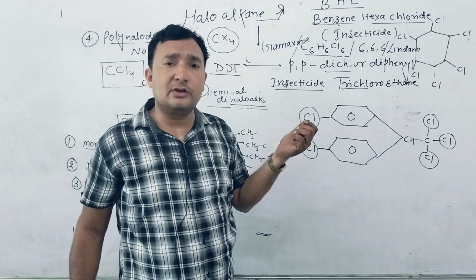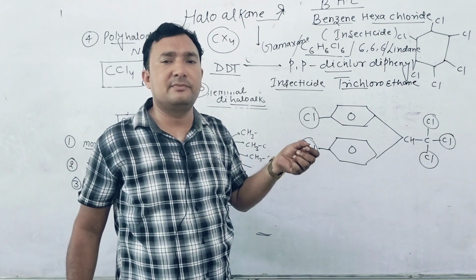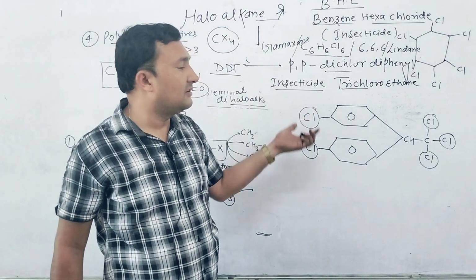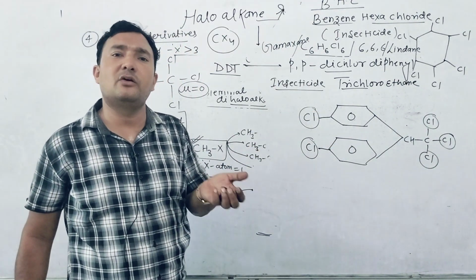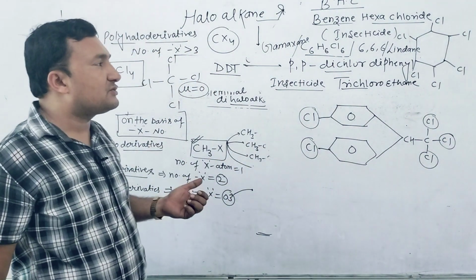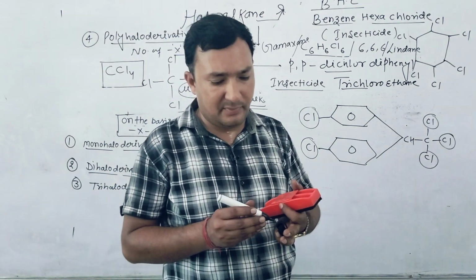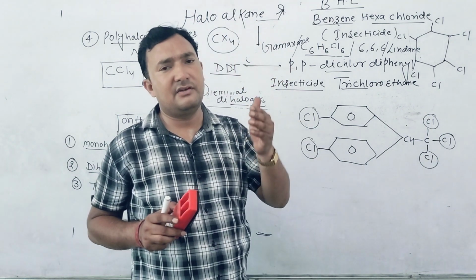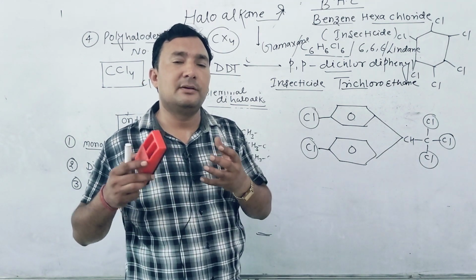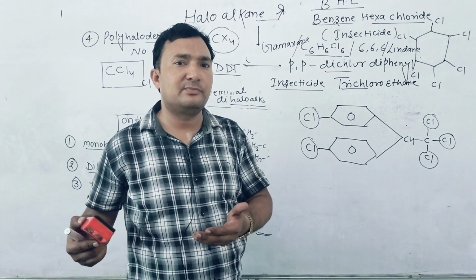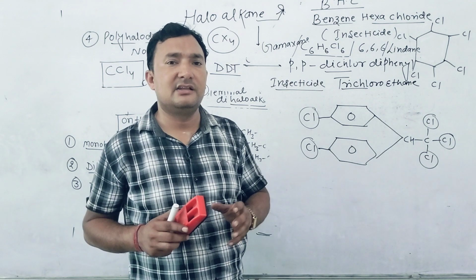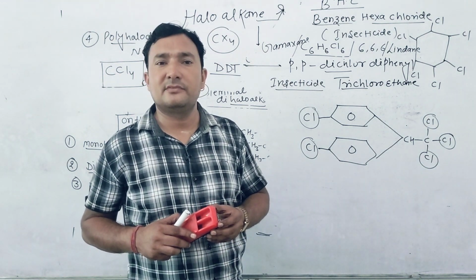If the examiner asks which one from the following is not a polyhaloderivative, and the options are carbon tetrachloride, BHC, DDT, and chloroform, then obviously chloroform is the correct one because that is the example of trihaloderivative. So dear students, we have discussed the first category based on the number of halogen atoms, and there were 4 subcategories. Some examples were there. All the examples are going to be part of the further chapter. We will discuss that in detail, and I hope you will get each and every point crystal clear. So keep learning, keep studying. Thanks a lot.